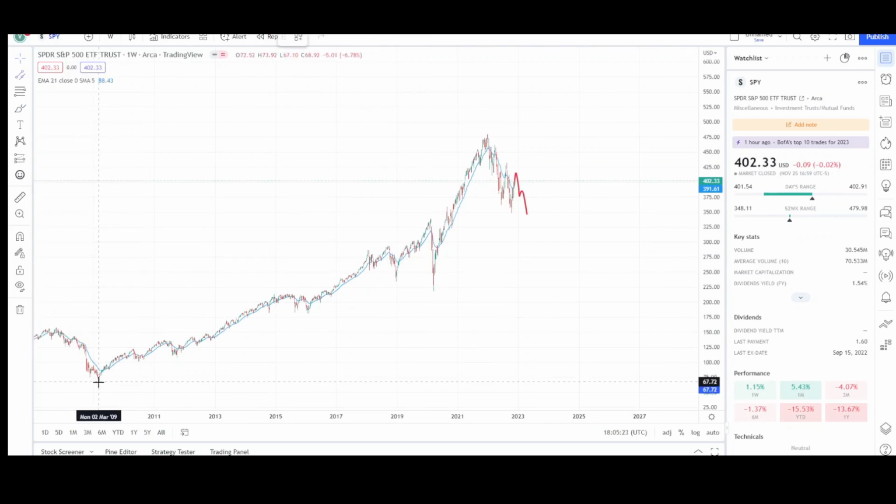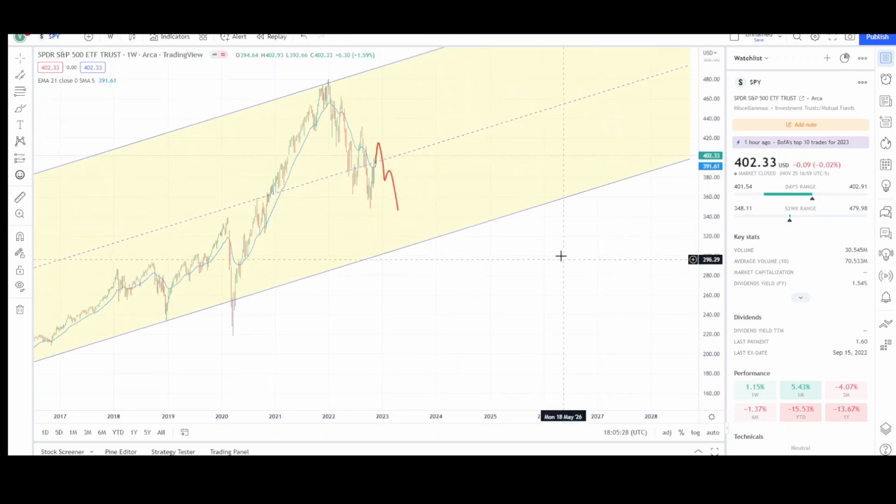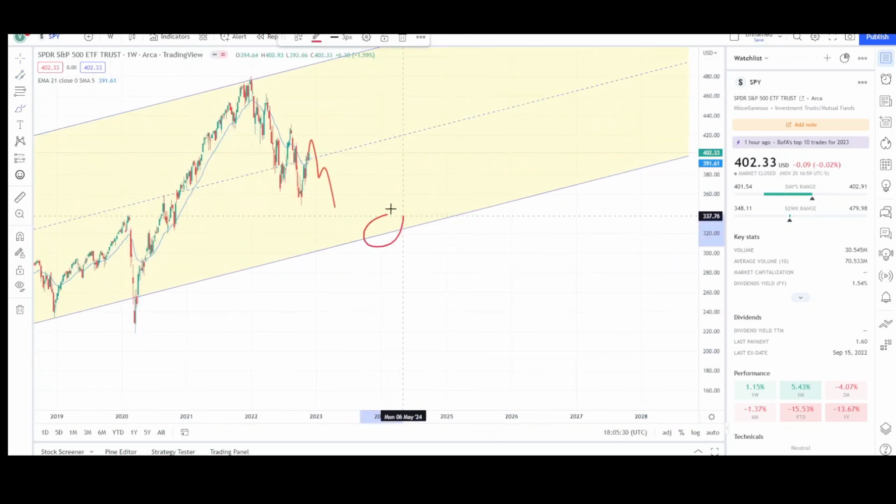If I go and put a channel on the chart, this is the channel right here, and basically it looks like we're just working our way back to the opposite side. That's normally what we do, and this is probably going to be another few quarters, maybe 3 quarters of lower prices before we see some type of bottom, but I'm still pretty confident that we're going to continue lower.